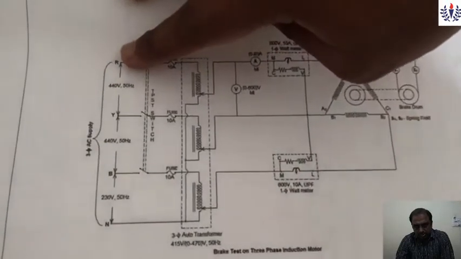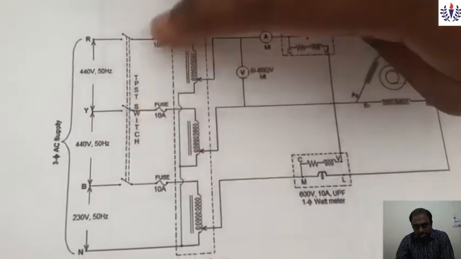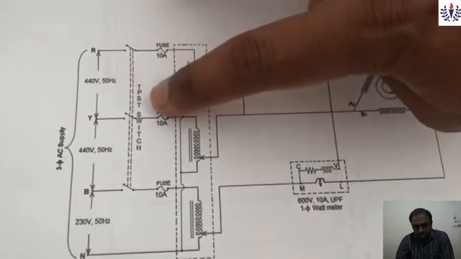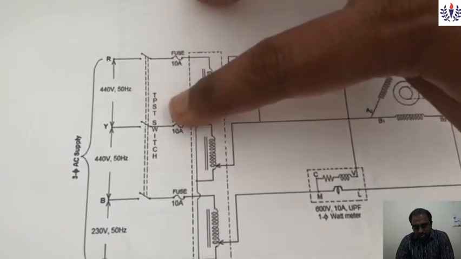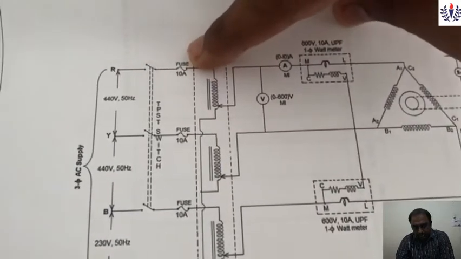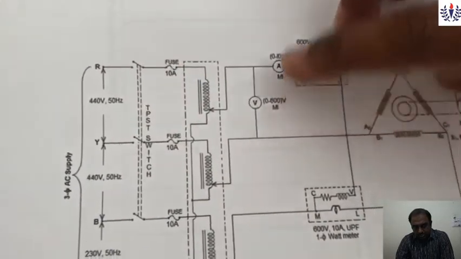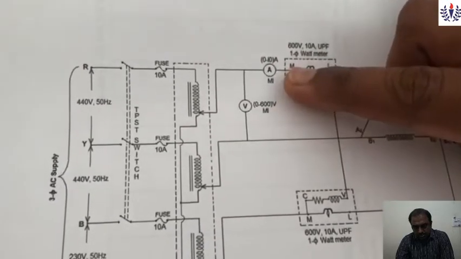We are giving the 440 volt 50 Hz supply to the three-phase line through a TPST, triple pole single throw switch, and the rating will be 10 ampere. The voltage here we are taking is 0 to 600 volt. Current is 0 to 10.